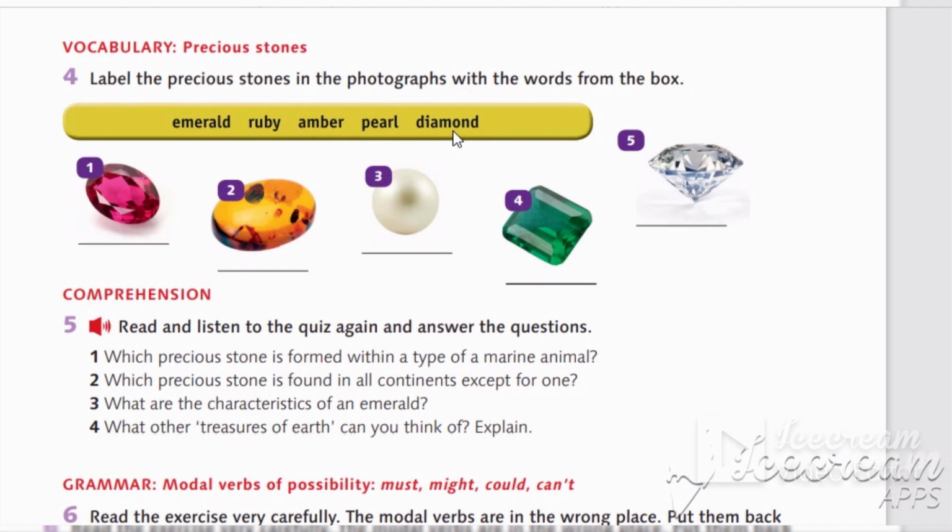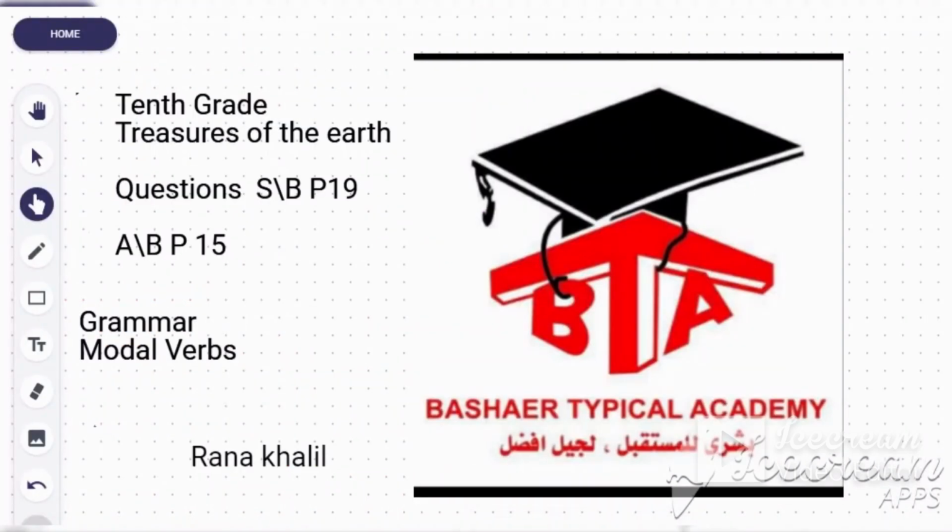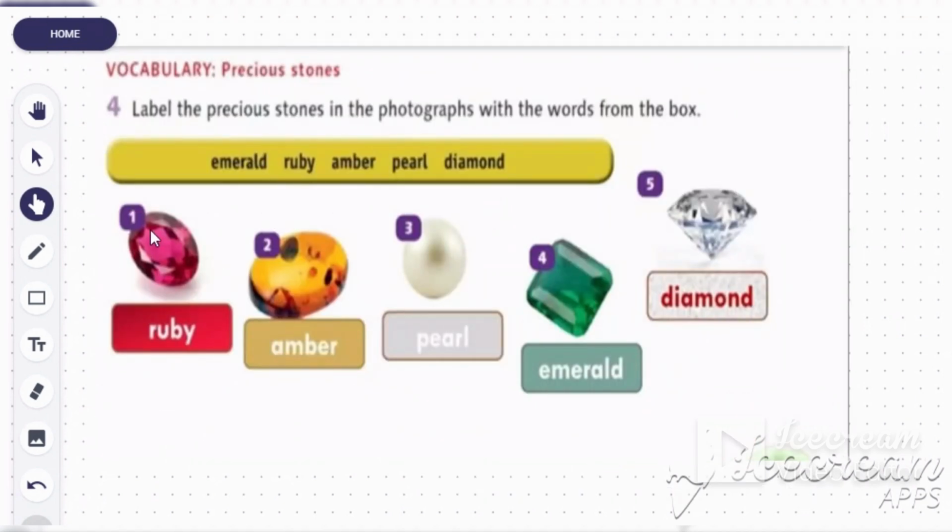Number 1, what color is it? And number 2, 3, 4, and 5. I'll give you a second to think about them. Okay, I suppose that you have learned them. 1, ruby, 2, amber, 3, pearl, 4, emerald, and 5, diamond. Okay, now I will talk about them again.